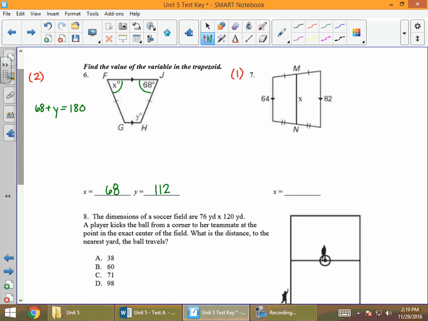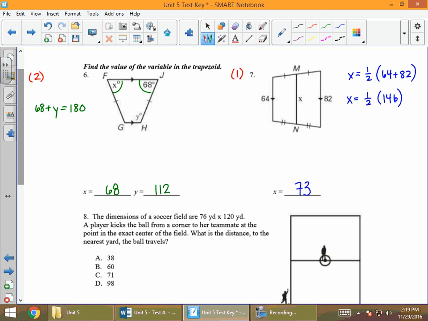And number 7, I see that I have another trapezoid. The outsides are parallel. And I see that M and N are both midpoints, making the segment a mid-segment. So there are a couple of ways to get this. The mid-segment is equal to half of the sum of the bases. So 64 plus 82, and I divide by 2. So that is half of, what is that, 146? And half of 146 is 73.